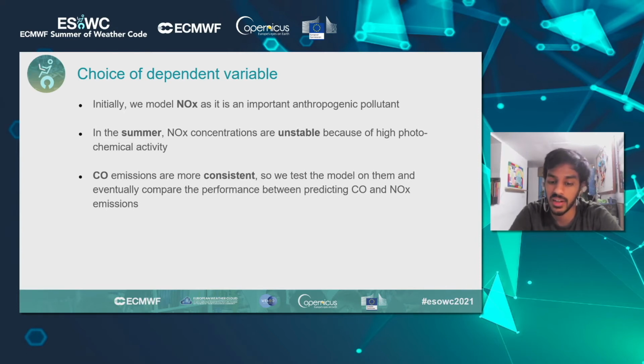So then, after discussing with our advisors, we were advised that we can use carbon monoxide instead of NOx to build the model initially, because carbon monoxide does not have such high photochemical activity, so it's more stable, especially in summer months. So then we built our model on CO, and then later we compare results for CO and NOx.